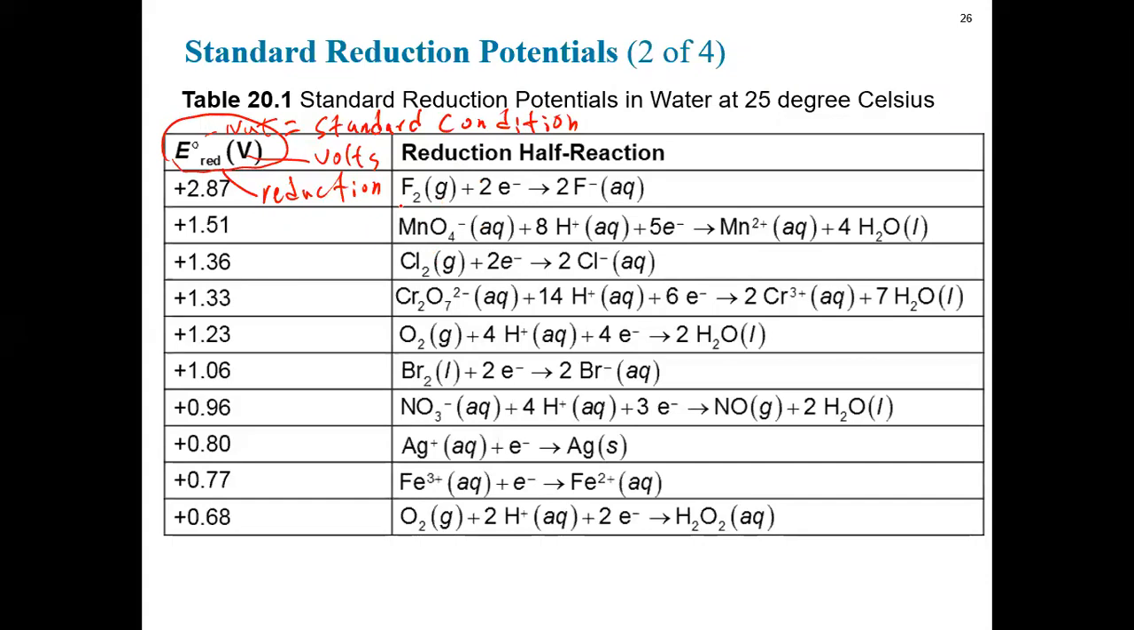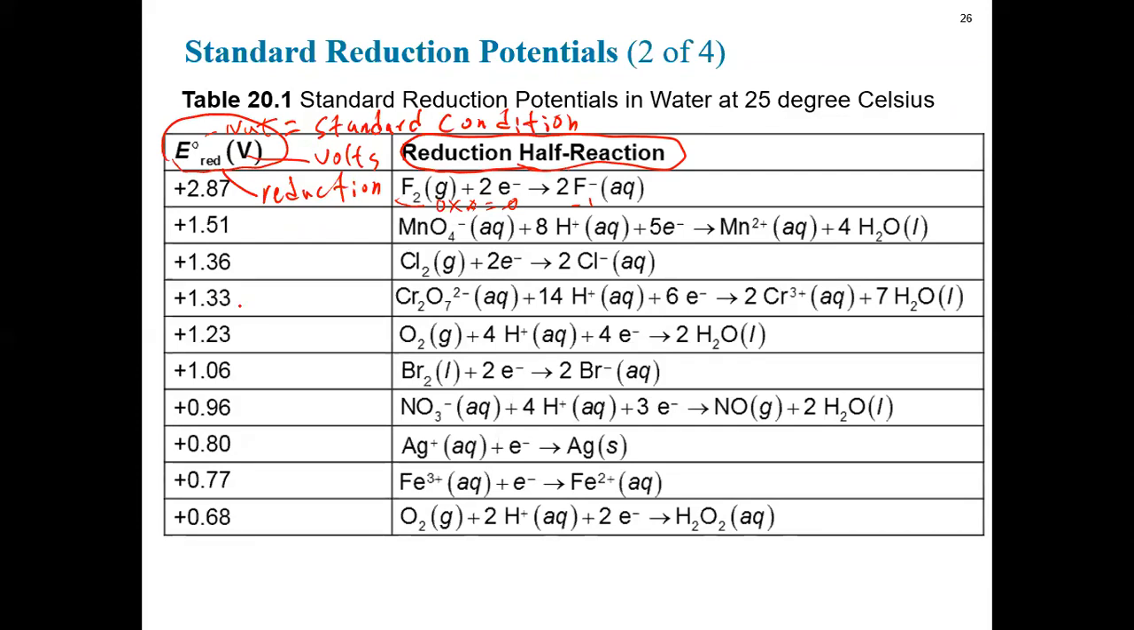You can see here, the first one is fluorine. Fluorine here as reactant is an element, so the oxidation number for fluorine in element is 0. And here it is -1. So your oxidation number decreases, so we know fluorine has been reduced. All those reactions are written as half reactions, so this is a half reduction reaction.